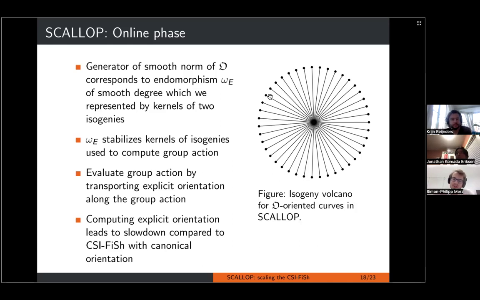One issue here is that in each iteration of the group action, you have to explicitly compute a new representation of the endomorphism that realizes the orientation along this group action, and this explicit computation leads, for example, to a big slowdown compared to CSI-FiSh, which comes with CSIDH's canonical orientation. But otherwise, it's kind of the same as in CSIDH, so I didn't want to go into more details necessarily.